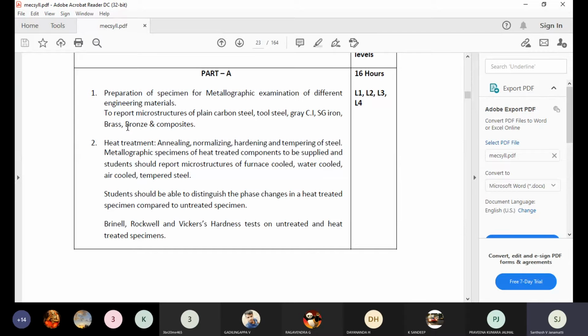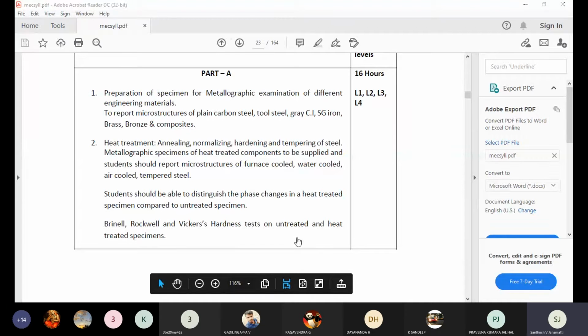Suppose I give you two samples in your hand. Both samples look the same, but I instruct you that these two are copper alloys. One is a brass, the other one is a bronze, but their external appearance looks the same. Bronze and brass look the same. Now I will ask you, out of these two samples, which is a bronze and which is a brass.